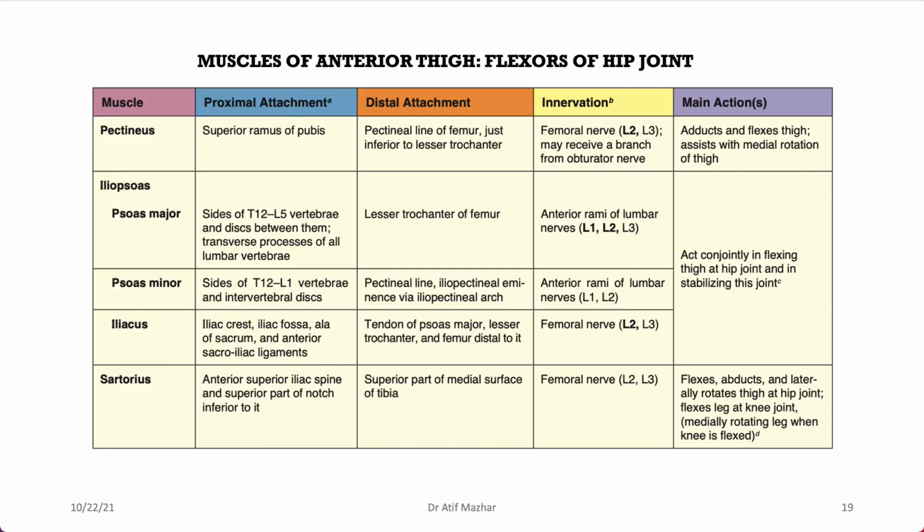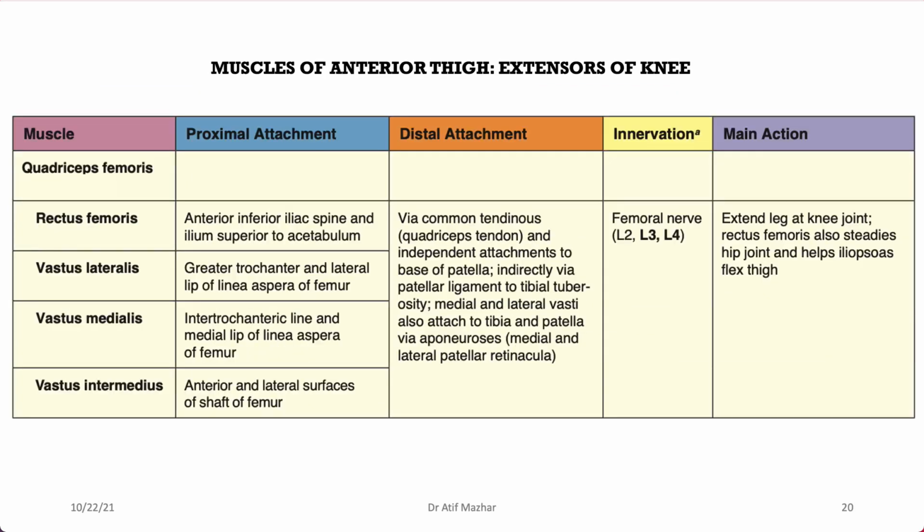And these are the tables which will help you to understand the muscles located in my anterior compartment of the thigh, and we have divided them as flexors of the hip joint, and then the second slide is the extensors of the knee. So these are all muscles located within my anterior compartment of the thigh.